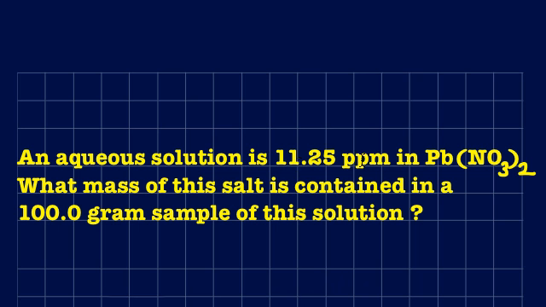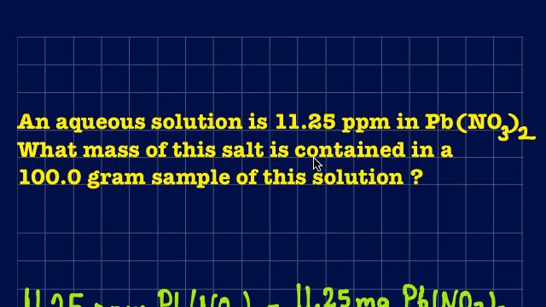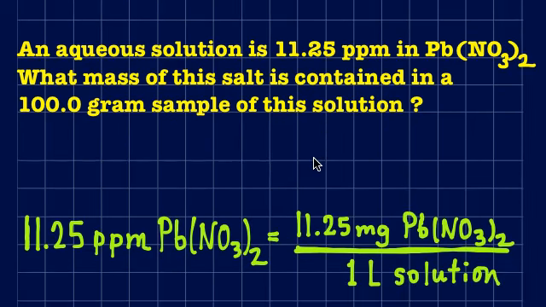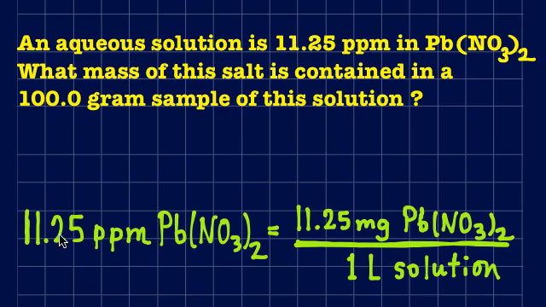11.25 part per million of lead nitrate. Oh my goodness, lead ions really bad. But what's 11.25 part per million mean? Well, if I go with the above simplification, that means 11.25 parts of lead nitrate per million parts of water. That's a million parts. So I put 11.25 milligrams per liter.